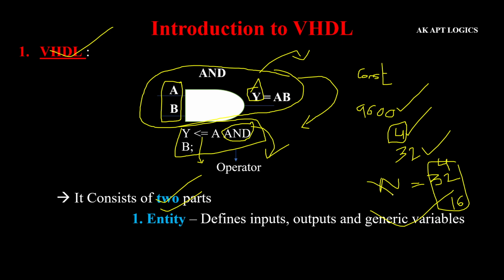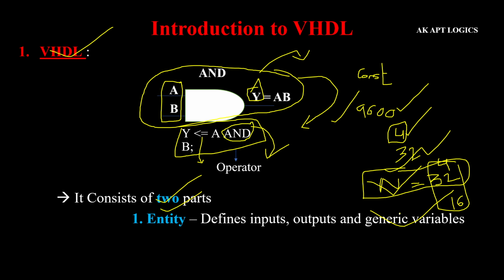So this n is a generic variable. Why? Because it's a constant. So we can use it in the case of a baud rate generator, in the UART we can specify 9600. And also if you want to make your designs parameterized designs, then you can use these generic variables. Generic variables, you simply remember as a constant.